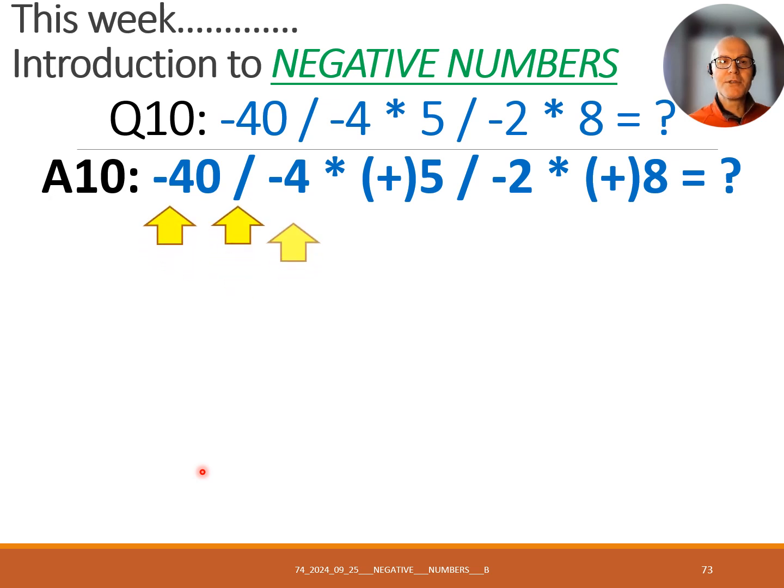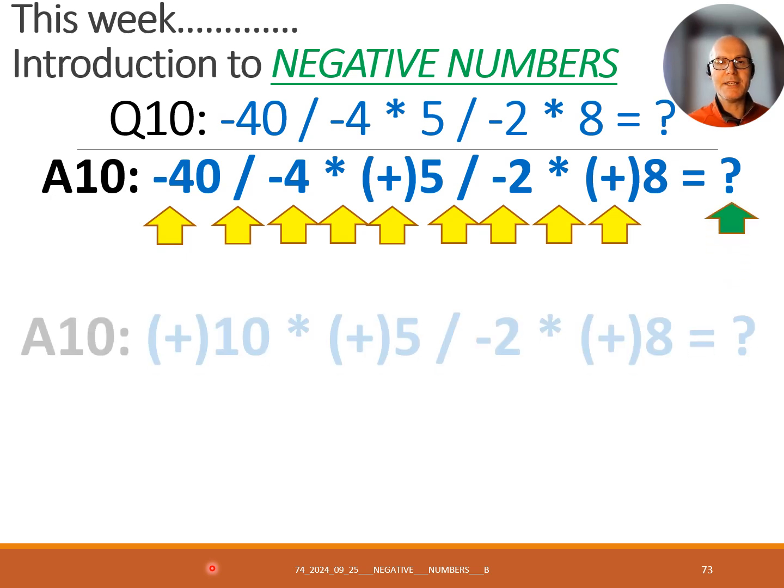So the first two numbers, negative divided by a negative, that's going to be a positive. Positive times a positive, that's also going to be a positive. Then we're going to have a positive divided by a negative, that's going to be a negative. And then a negative times a positive, which will also be a negative. But let's take that one step at a time.